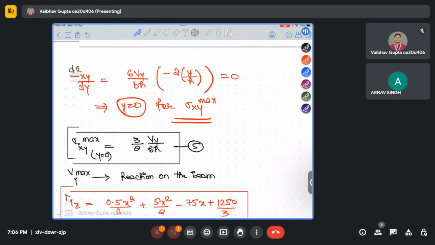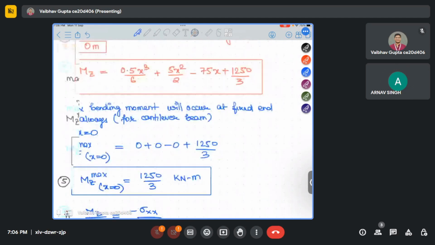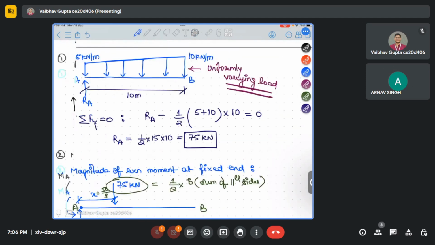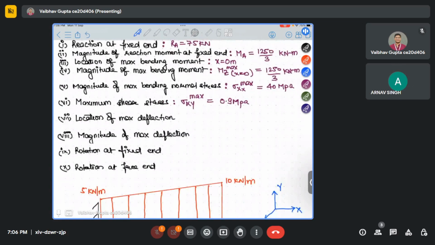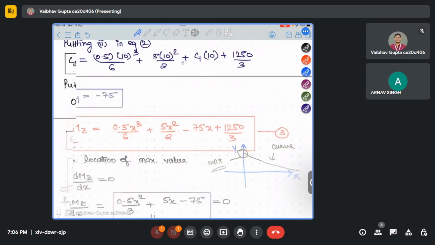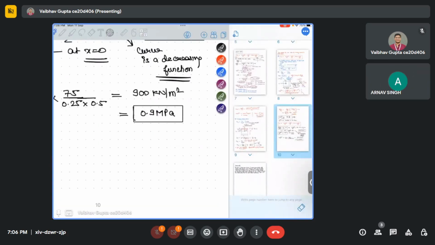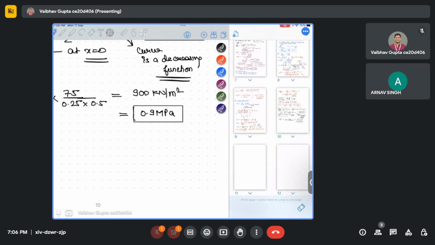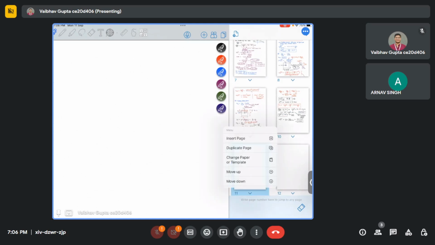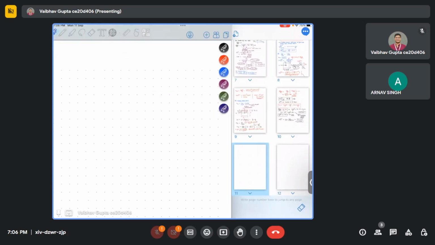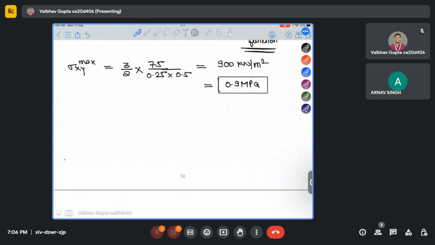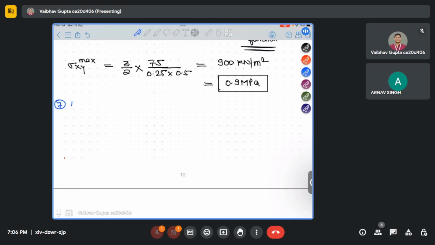So now we are in the seventh part, I guess. What does the seventh part of the question ask? The seventh part asks for the location of maximum deflection.